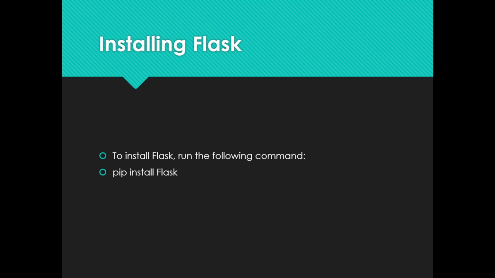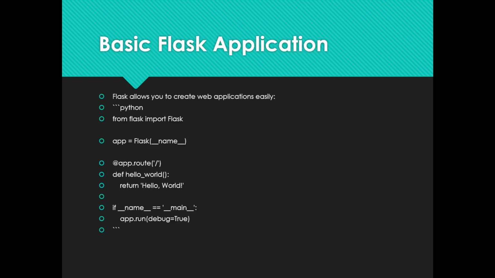Once installed, you can create a simple app.py file. Here we have a very basic Flask app. We create a Flask instance using Flask(__name__), as you can see on the screen. The name variable helps Flask determine the root path of your application.